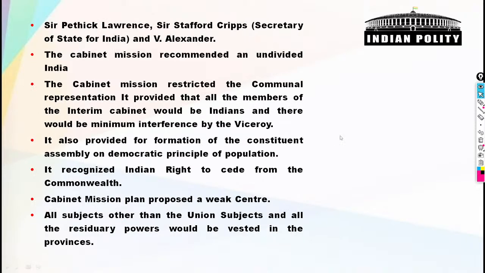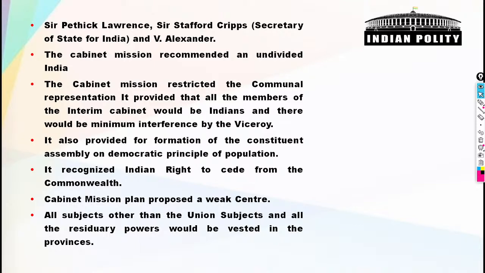The Cabinet Mission arrived in India in March 1946, and it gave recommendations in May the same year. The Cabinet Mission consisted of these famous members: Pethick Lawrence, Stafford Cripps, and A.V. Alexander. It recommended restricting communal representation, and provided that all members of the interim cabinet would be Indians and there would be minimum interference by the Viceroy.